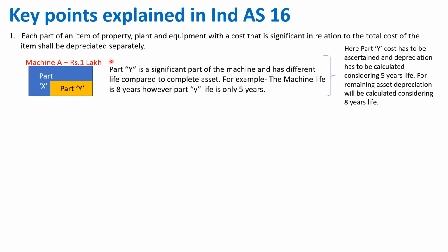So if one asset you have bought, but you see one particular component can be segregated for 5 years, then you have to segregate and then depreciate separately. So part Y cost has to be ascertained and the depreciation has to be calculated considering 5 years life. For the remaining asset, depreciation will be calculated considering 8 years life.